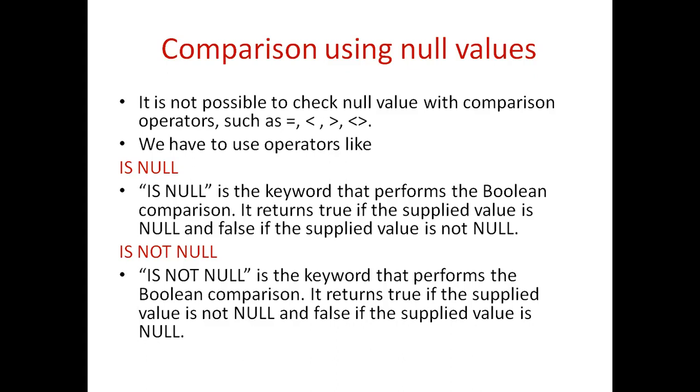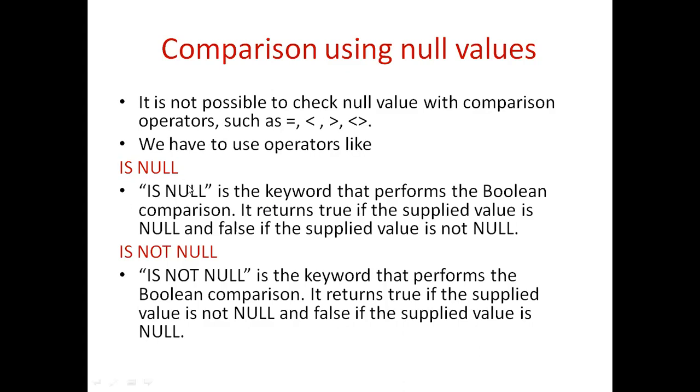So for comparison of null values, we have 2 operators, that is, is null and is not null. What are is null and is not null? They are keywords that perform a Boolean comparison. Boolean comparison means, when we are comparing, it is going to give a result as true or false. Only 2 conditions are going to be provided.